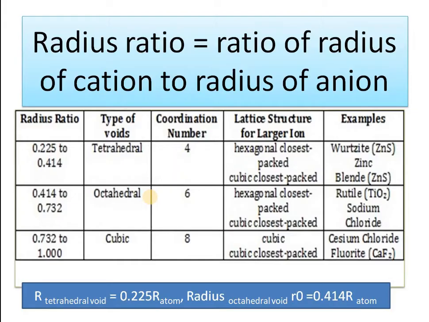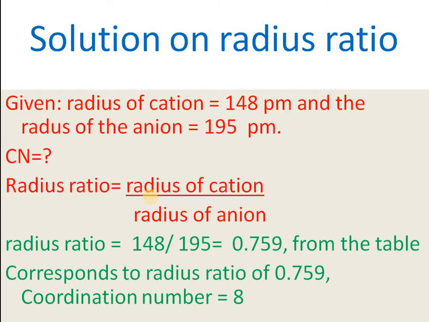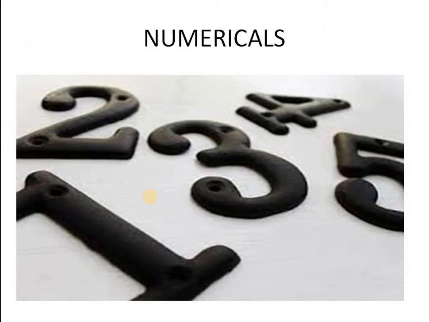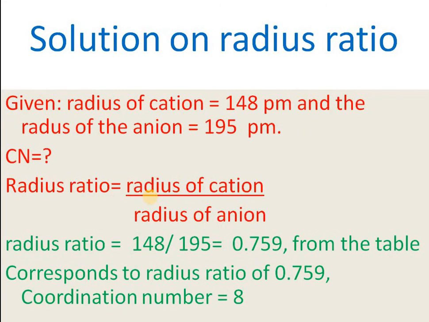If you find the radius ratio and compare that, you will find how we are able to find the coordination number. For example, here in this case 0.759. Now you just see 0.759. What is the range? It is between 0.73 to 1, cubic. So cubic structure, 8. Okay, very simple numericals in this case.